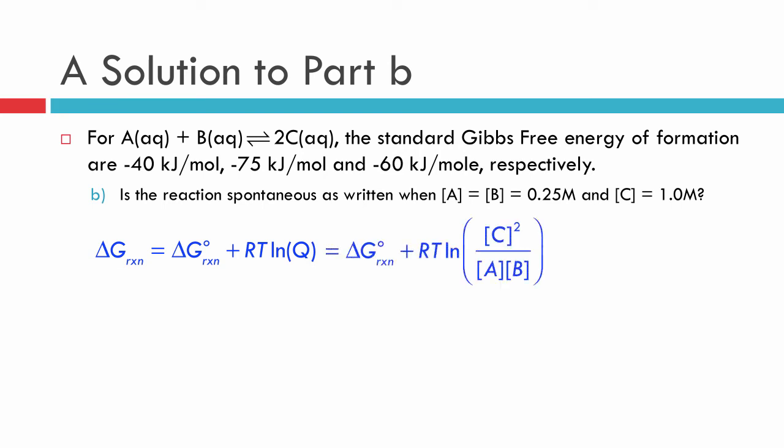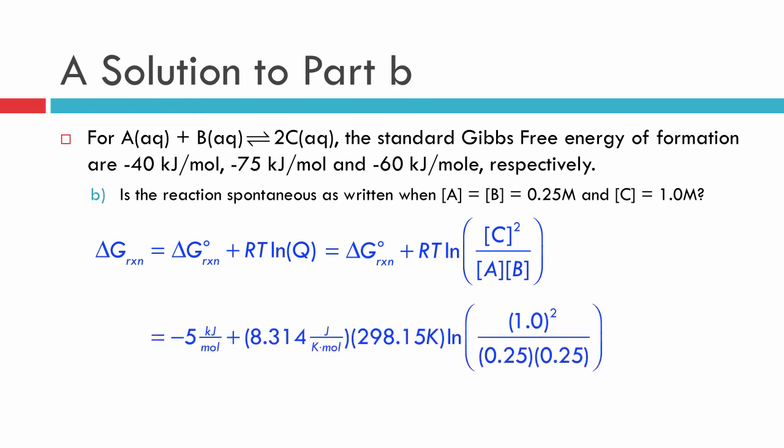If I look at my reaction, I can substitute in my actual reaction quotient, which is the concentration of C squared, divided by the concentration of A and the concentration of B, both raised to the first power. Remember, those powers are the stoichiometric coefficients. All I have to do now is plug in my values. But as I do this, I want to note something.